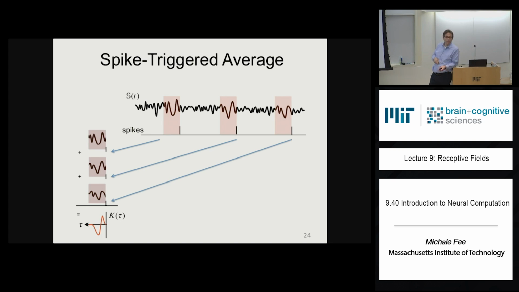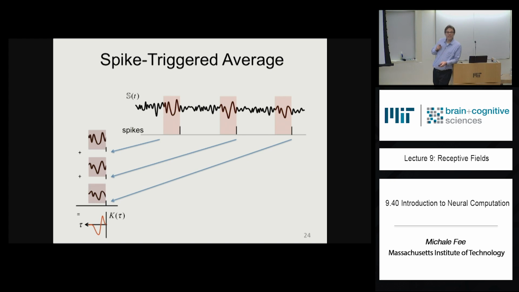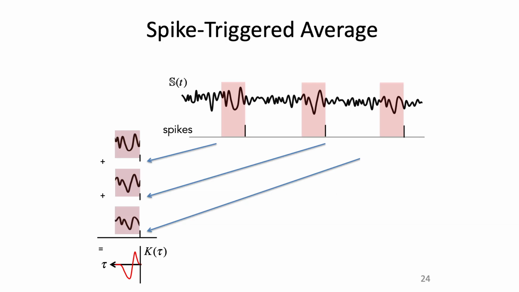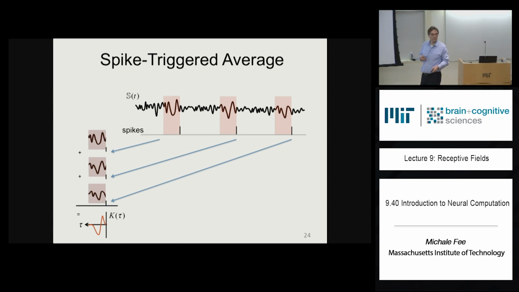Okay? And what's really cool is that you can show that under some conditions, that spike-triggered average is actually just the receptive field of the neuron. It's the linear receptive field of the neuron.